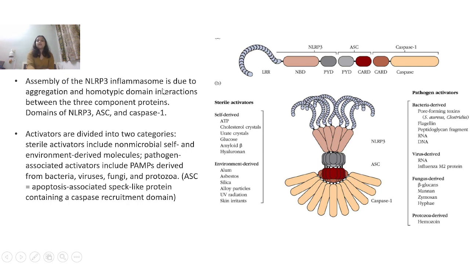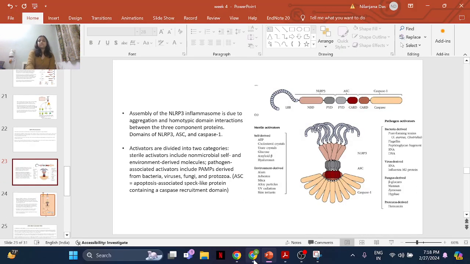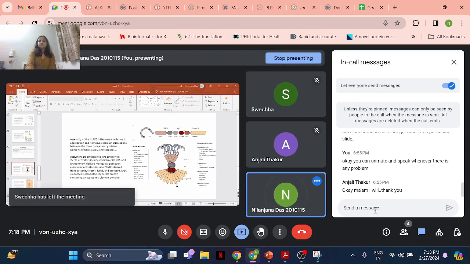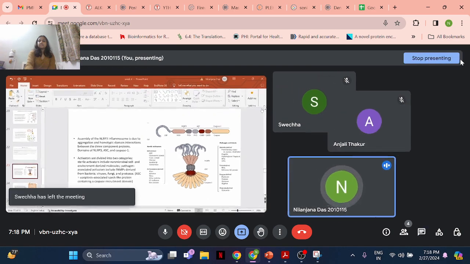It is due to the aggregation and homotypic domain interaction between three component proteins: NLRP3, ASC, and caspase-1. And activators can be divided into two categories. Sterile activators include non-microbial self and environment-derived molecules. Pathogen-associated activators include PAMPs derived from bacteria and protozoa. So this inflammasome can be activated by different kinds of molecules.